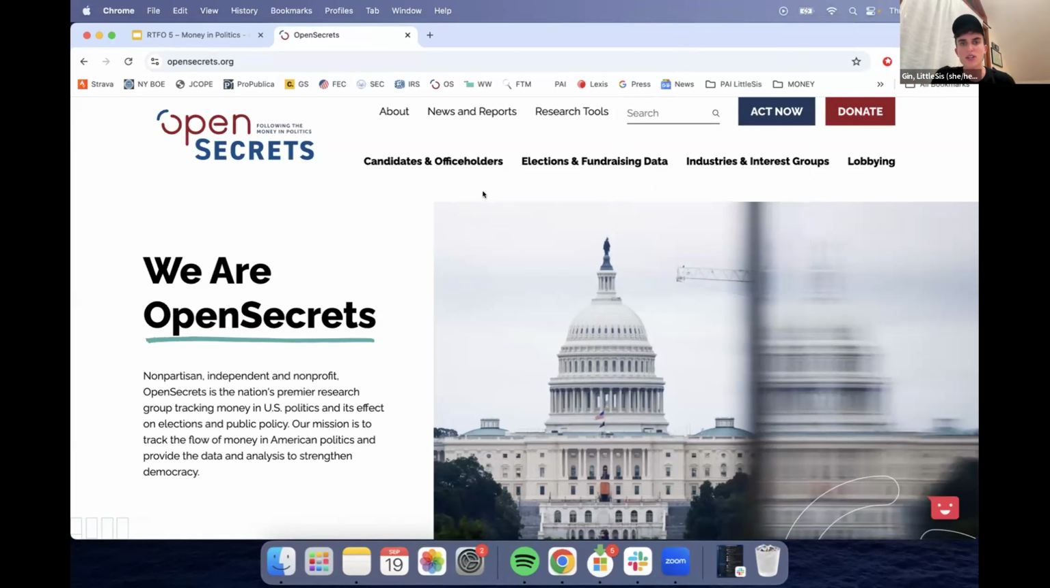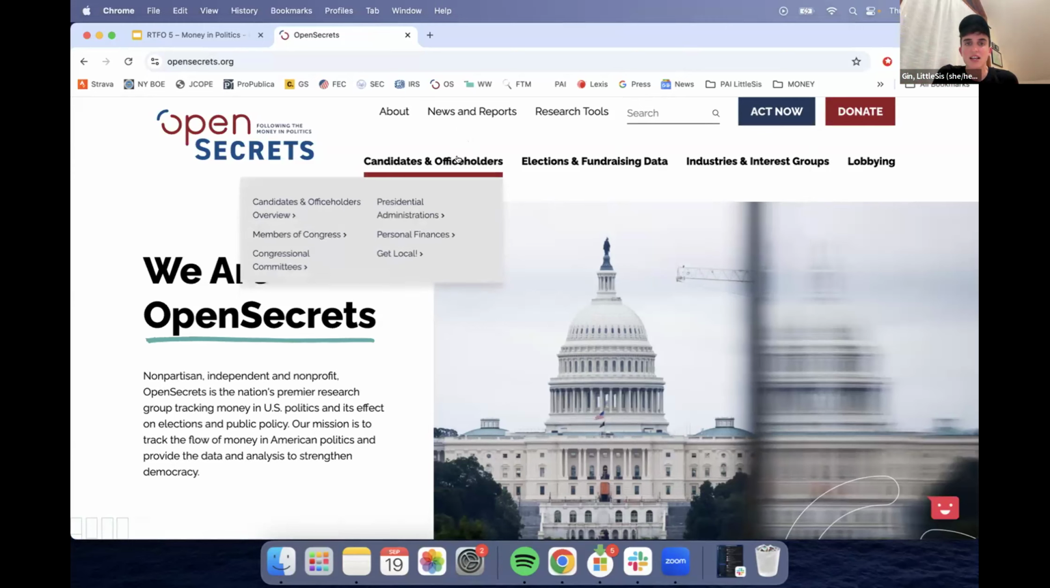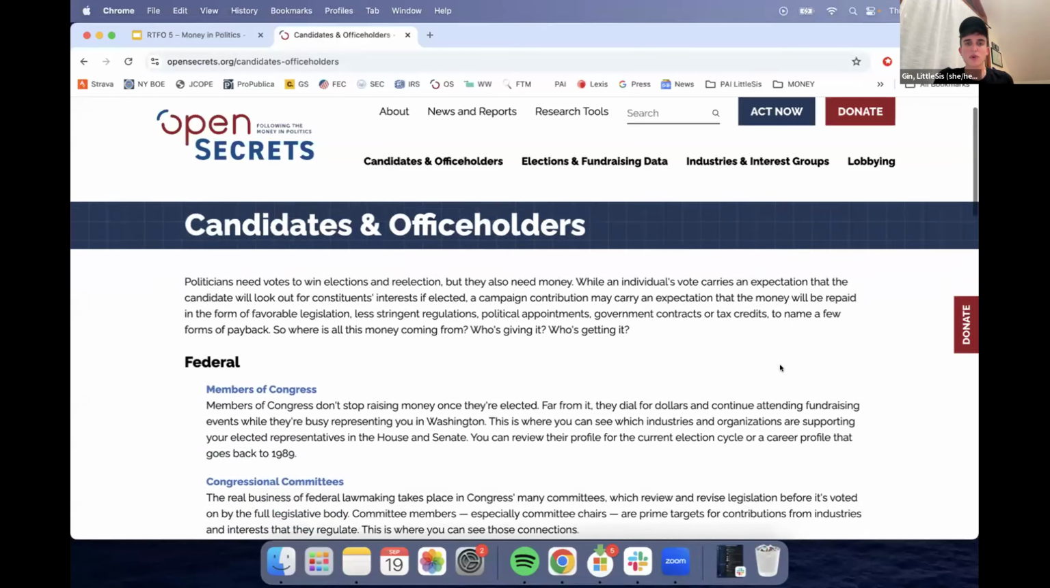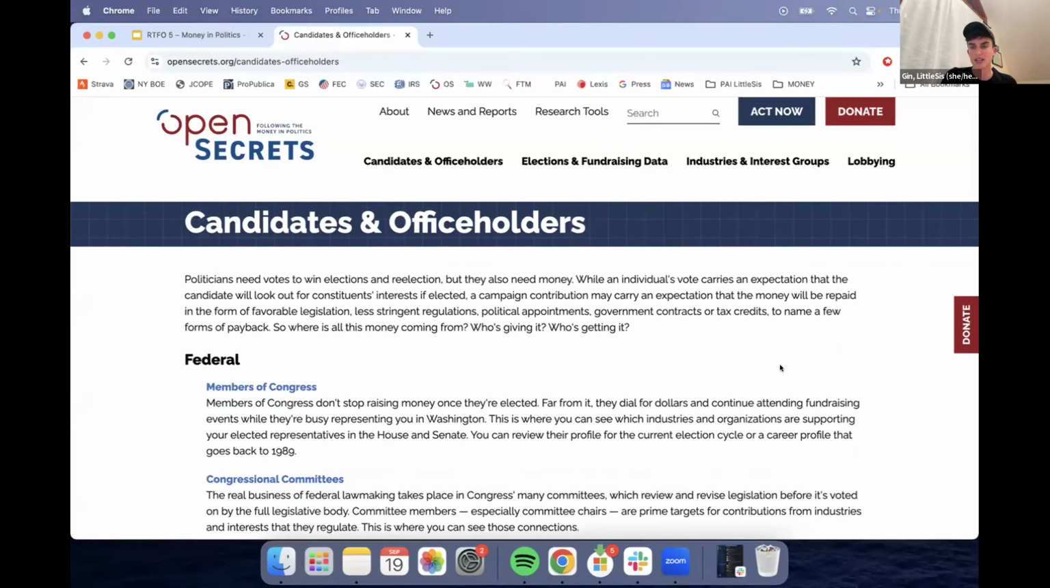And I'm really going to focus on the top 3 tabs out of the 4 here, starting with candidates and office holders. So I'm just going to click this, and you can see there's a bunch of different interesting places we can go. I'm going to start just with this overview. And this is where we want to go if we're interested in looking at, for instance, the top donors or the donors to a specific candidate for office.